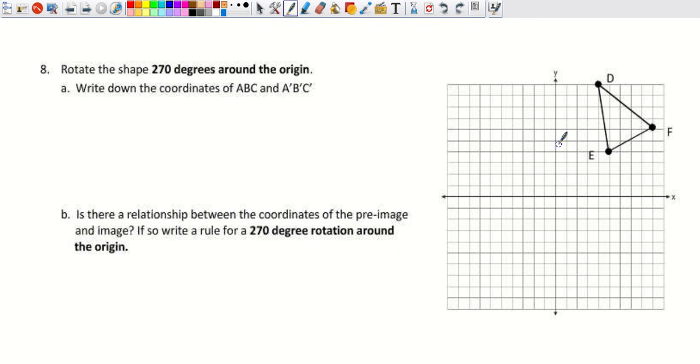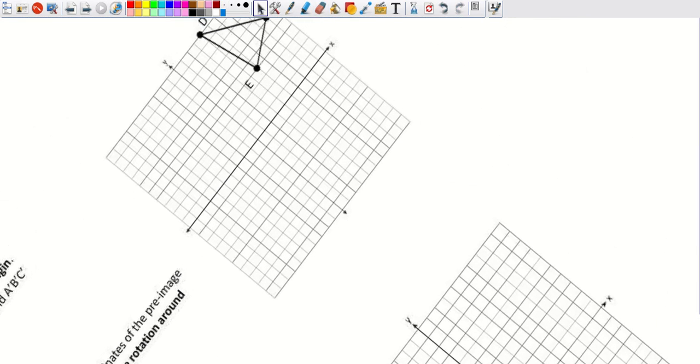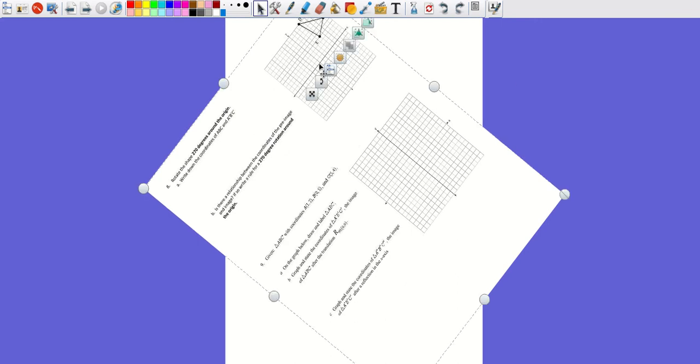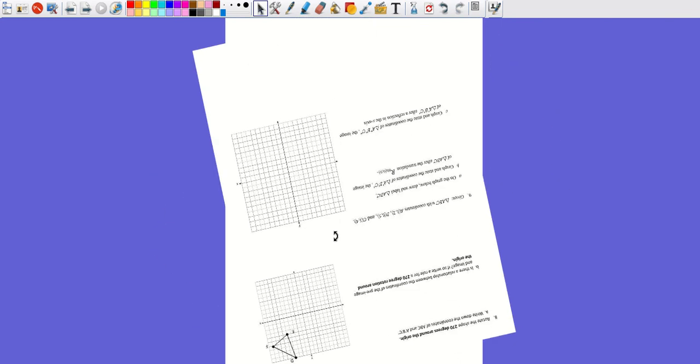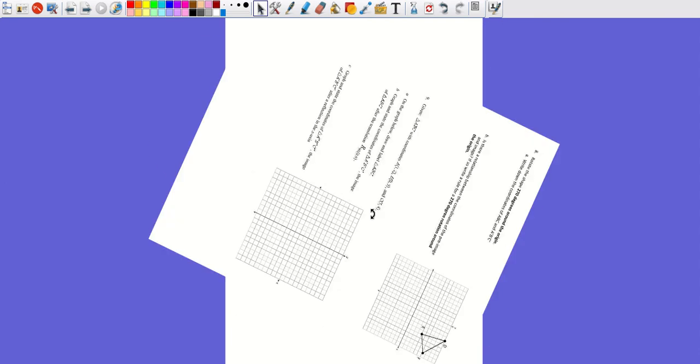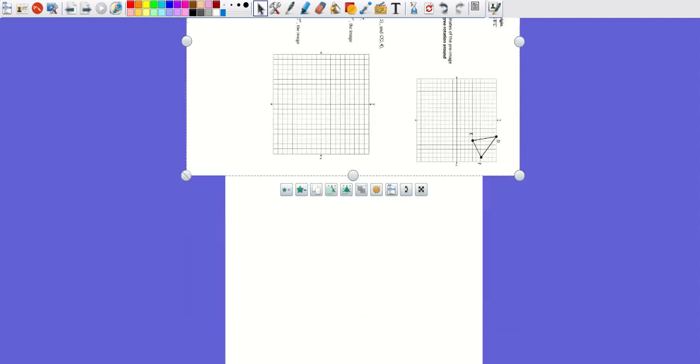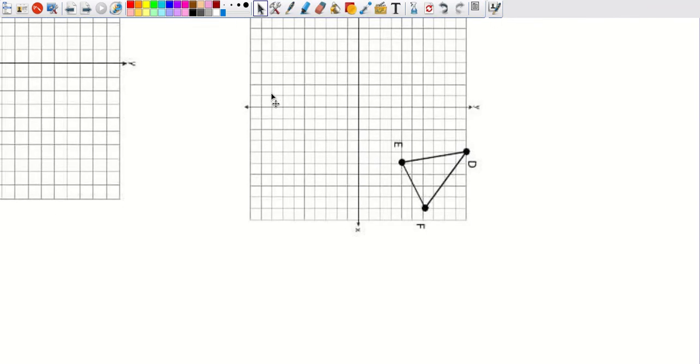Okay, so 270 is the next rule. Once again, that's three moves. So we can either turn our graph three times. I'm going to make this a little bit smaller here so we can see it better. This would be one turn to the left. That's 90. Two turns to the left is 180. And three turns to the left is 270. So if I was looking at the graph like this, we're going to read it just like normal.